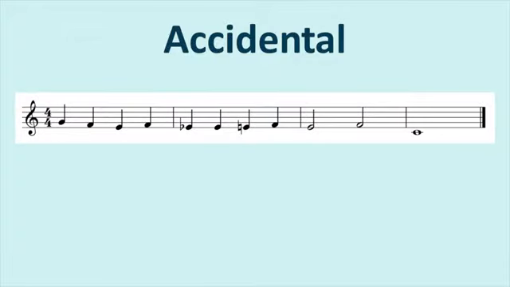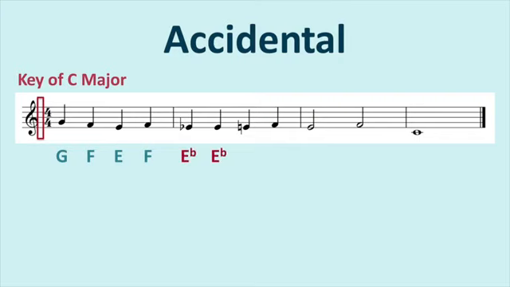This piece is in the key of C major, so normally no sharps or flats will be played. The notes in the first measure are G, F, E, F. But in the second measure, a flat is written before the E note, so E will be played E flat. The next one is E flat too, not E, because the accidental is valid for the entire measure. In the third note, a natural sign is written before the E note, meaning that the previous flat is cancelled, so the note will be played E natural. The next one is F.